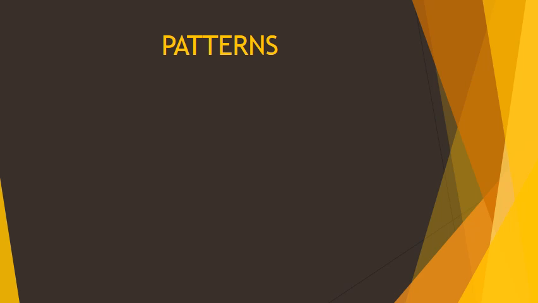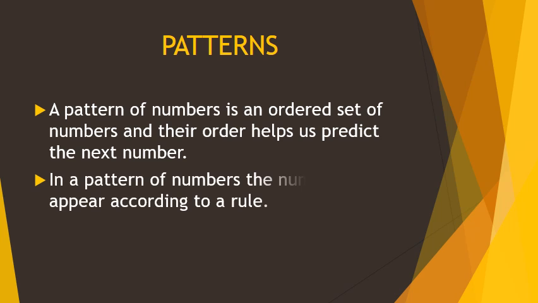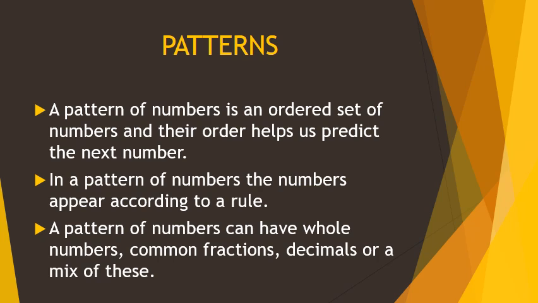Children, you have already learned what a pattern is, so let us revise it quickly once again. A pattern of numbers is an ordered set of numbers, and their order helps us predict the next number in the pattern. In a pattern of numbers, the numbers appear according to a rule. A pattern of numbers can have whole numbers, common fractions, decimals, or a mix of these.